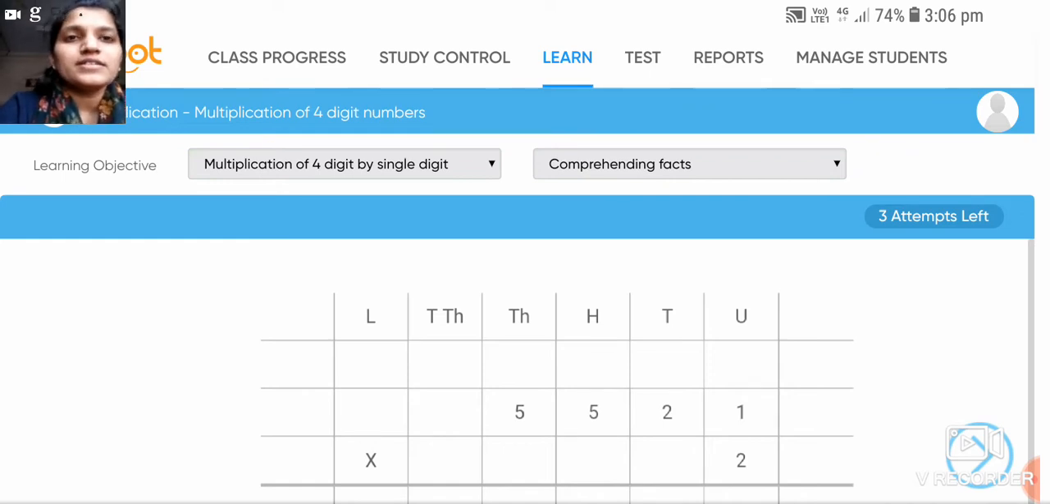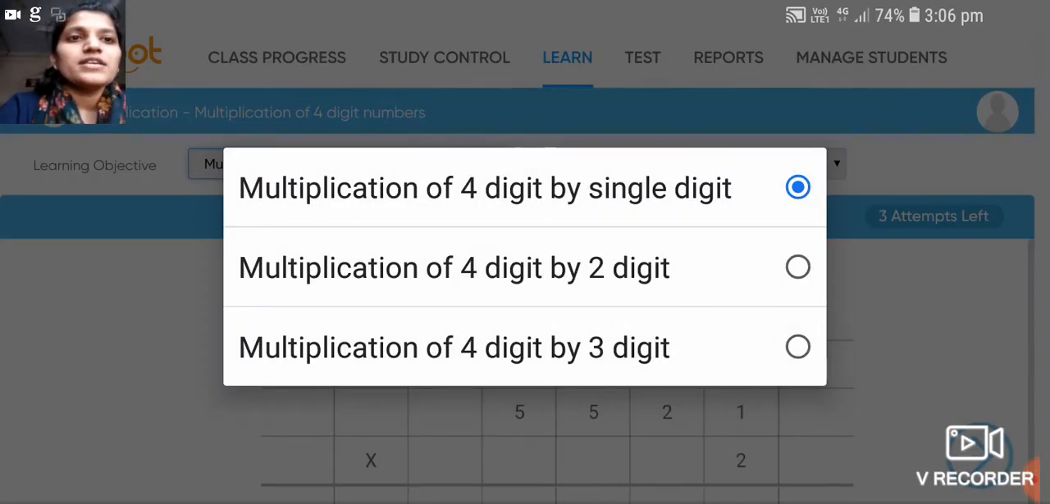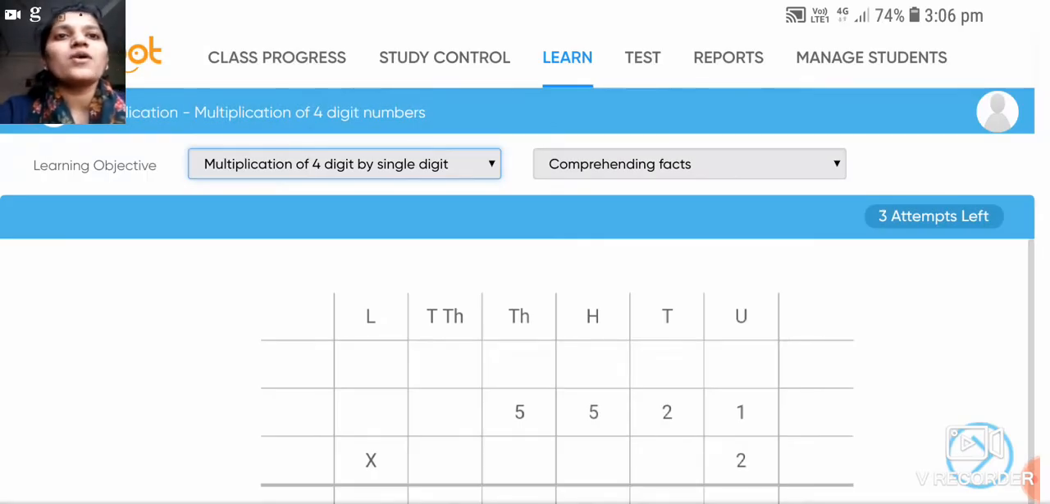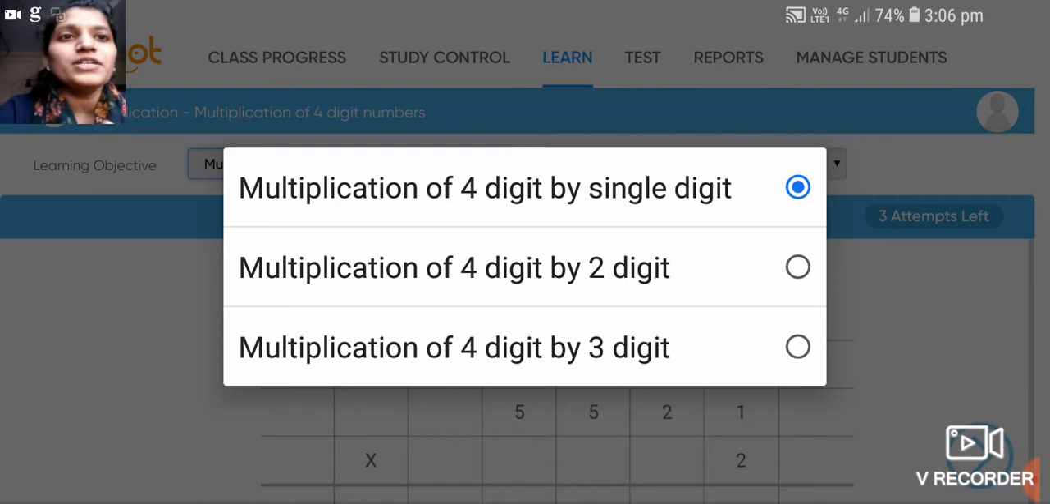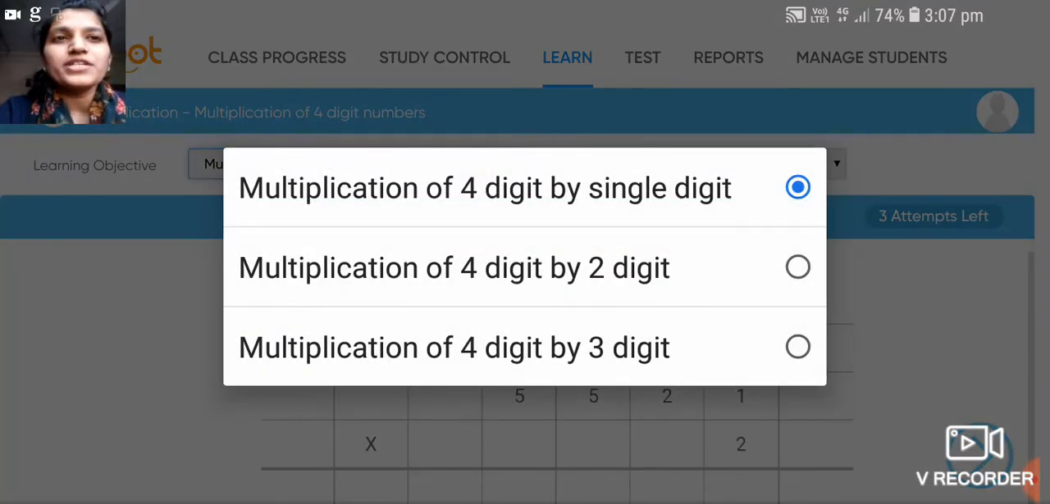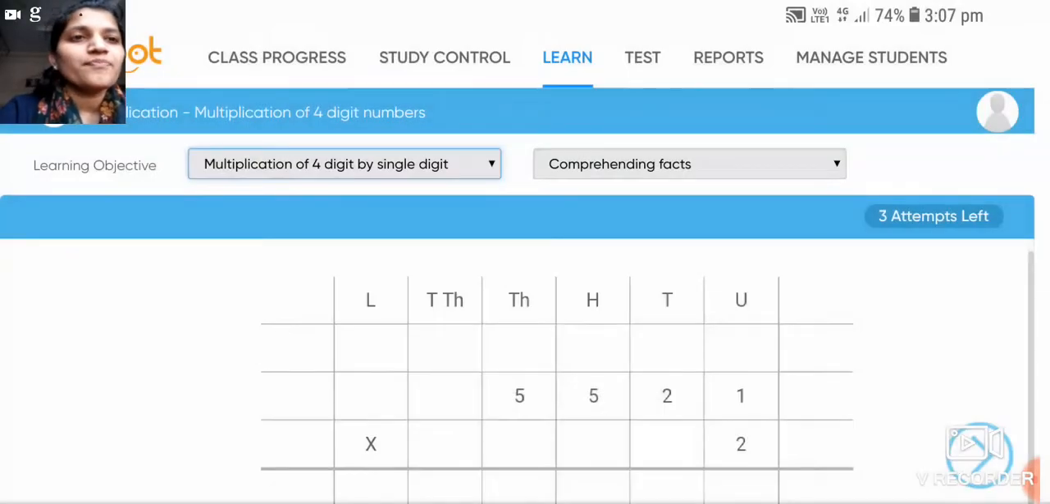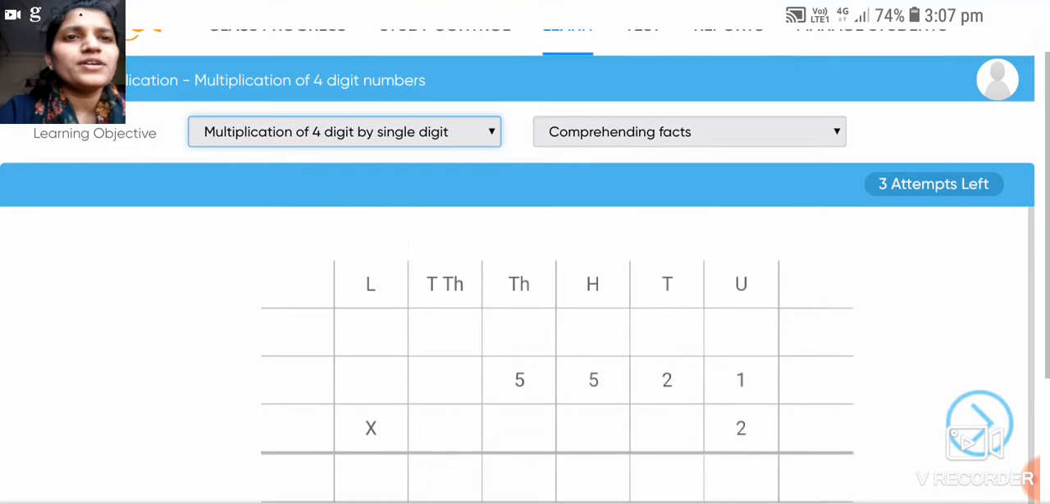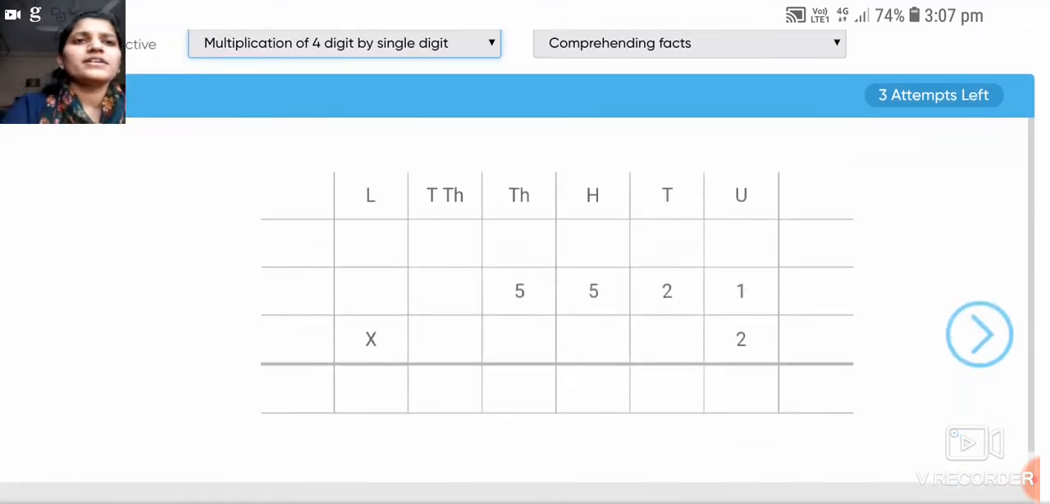Let's see the learning objectives. Yes, there are 3 learning objectives: multiplication of 4-digit by single digit, 4-digit by 2-digit, and 4-digit by 3-digit. We are going to solve one example from each learning objective. So let's start with the first: multiplication of 4-digit number by a single digit, that means by 1 digit.